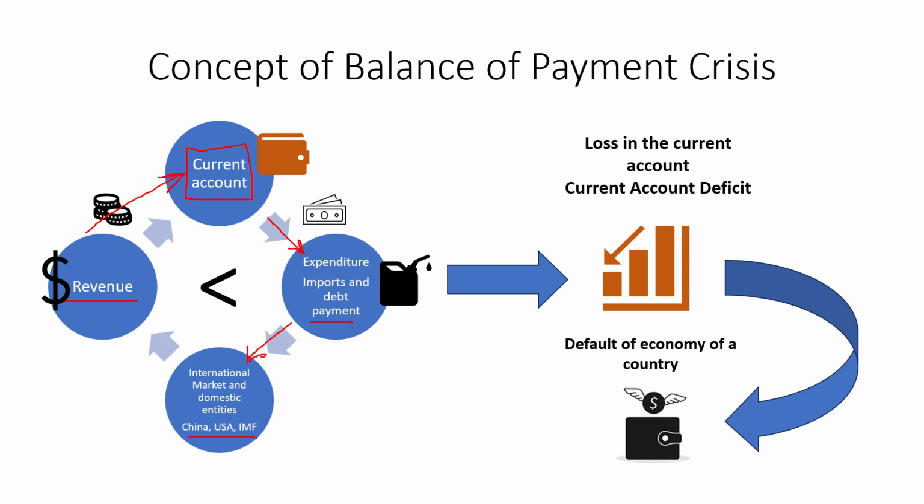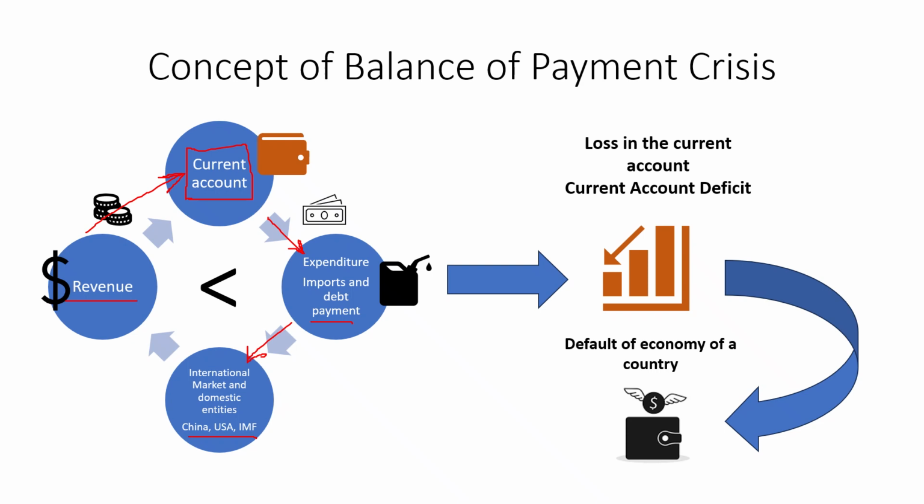We all know, I have explained in the previous slide, that countries try to balance between the imports and the exports. If exports are more than the imports, we call this surplus in current account, because we are earning more by our exports and we are spending less by our imports. So this is called surplus in current account.